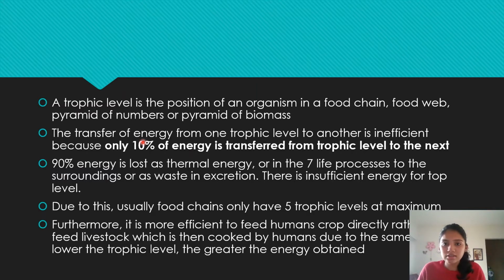So due to this, a food chain usually doesn't have more than 5 trophic levels. Five trophic levels is the maximum because there's just about enough energy for the consumer at the fifth trophic level to function normally. Okay, because what happens is when 90% energy is lost in these 7 life processes or thermal energy or in excretion, there's insufficient energy for another trophic level, which is why food chains are limited to 5 trophic levels at maximum. Now this whole part is extremely important.